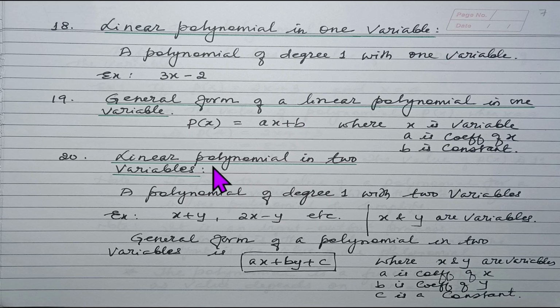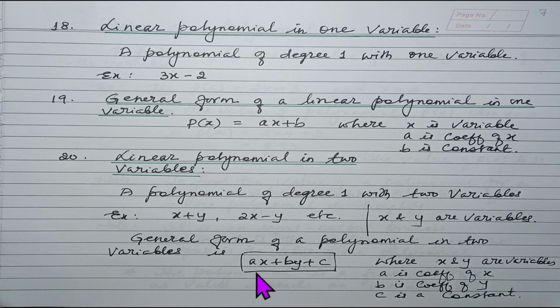Please remember that. Now, linear polynomial in two variables. A polynomial of degree 1 with two variables is known as a linear polynomial in two variables. If you look at the example x plus y, there are two variables here, so it is a polynomial in two variables. 2x minus y, there are two variables here, again a polynomial in two variables, and the variables are x and y. The general form of a linear polynomial in two variables is ax plus by plus c, where ax, by, c are the terms.